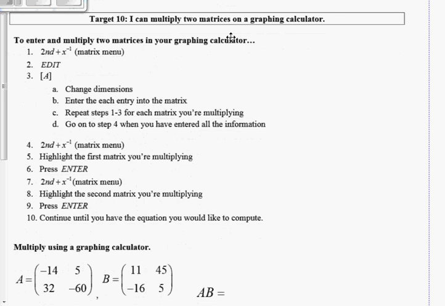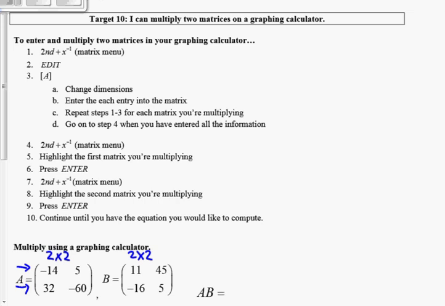So the first thing we're going to do today is multiply two matrices together on the calculator. If I look at the bottom of my page right now, I have matrix A and B. That's the one I'm going to use as we go through these steps. Matrix A here, remember, is a 2 by 2 matrix. It has 2 rows and 2 columns. Matrix B is also a 2 by 2 matrix with 2 rows and 2 columns. Remember, our rows go horizontally and our columns go vertically.